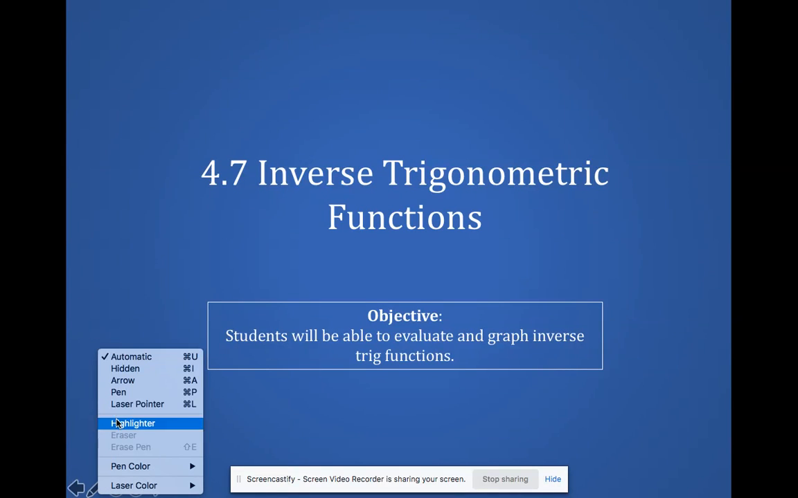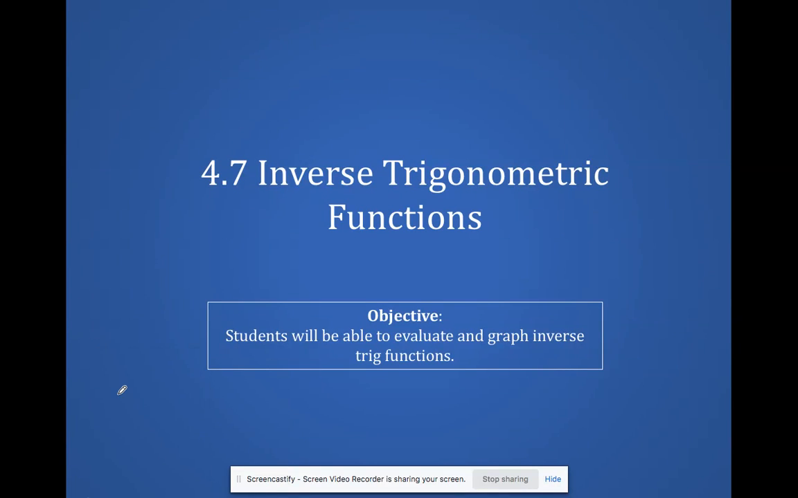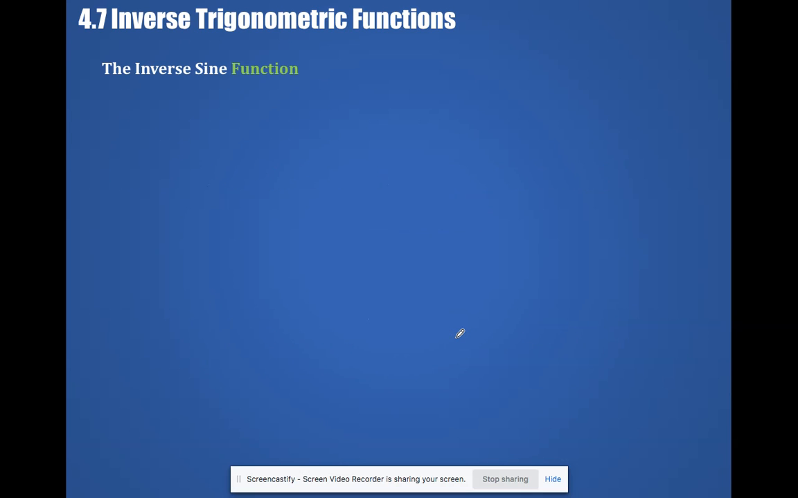Hey kids, time to do inverse trig graphs. Now, last year we did do inverse trig, but we only evaluated, right? We kind of developed where they came from and we evaluated. We did not graph. This year you were responsible for both evaluating and graphing inverse trig.